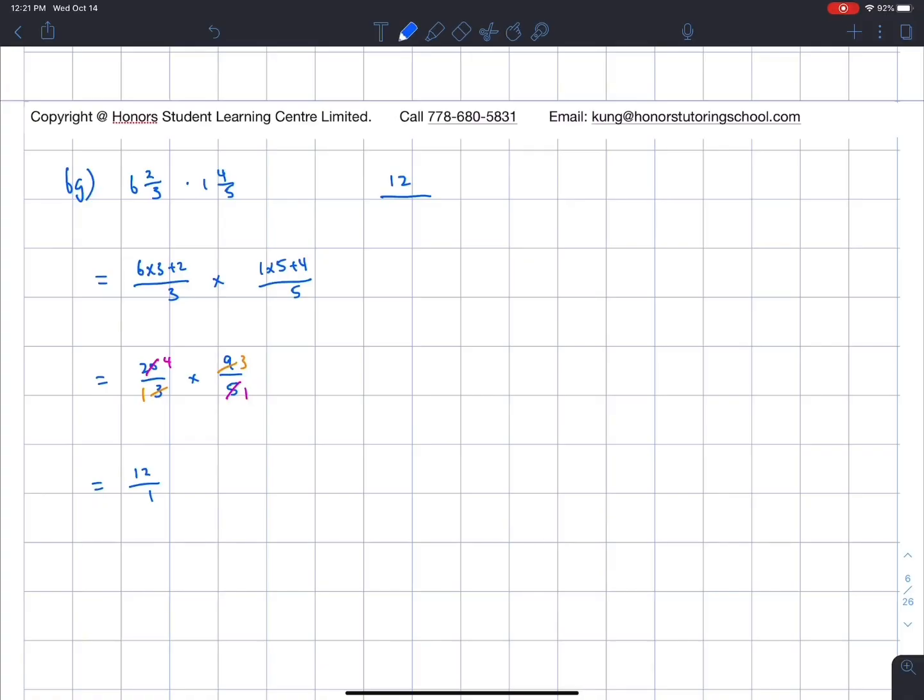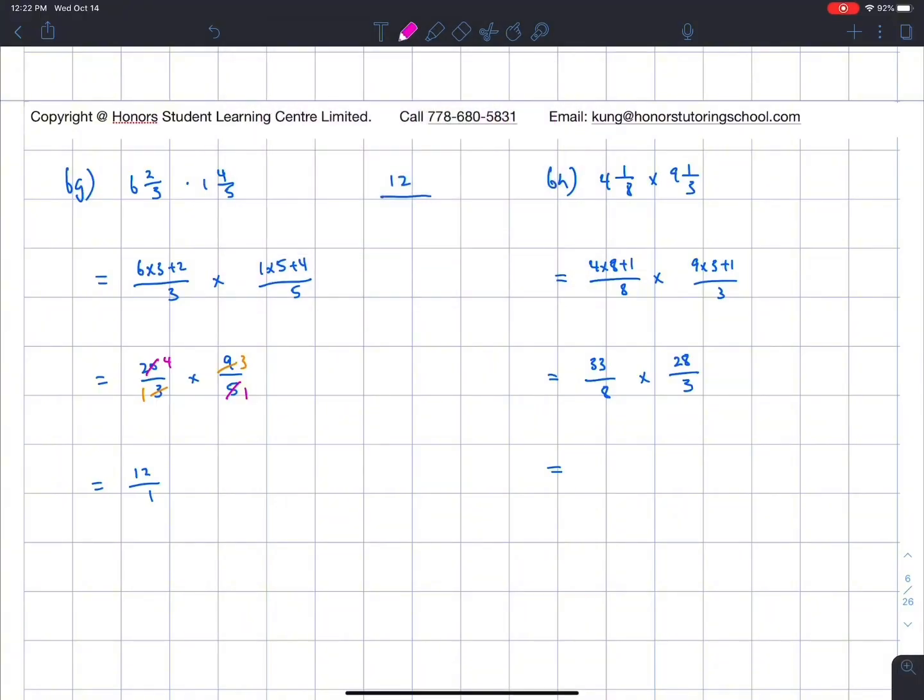And then H, we have 6 and 1 over 8 times 9 and 1 over 3. This will be 6 times 8 plus 1 over 8 times 9 times 3 plus 1 over 3. 6 times 8 is 48. 48 plus 1 is 49. 9 times 3 is 27. 27 plus 1 is 28.